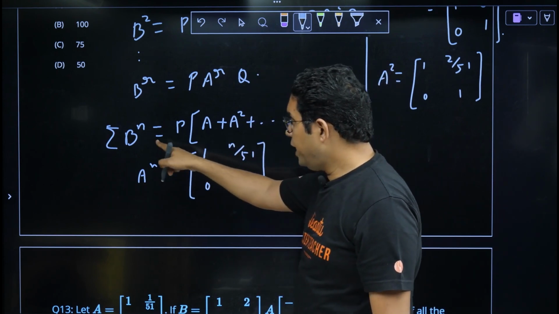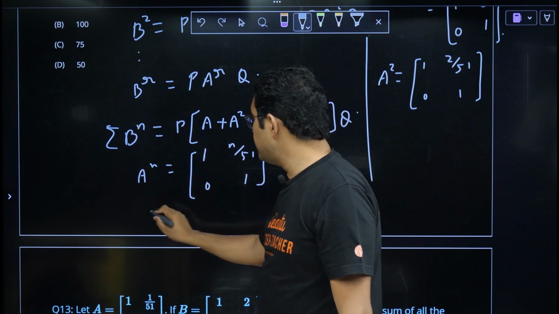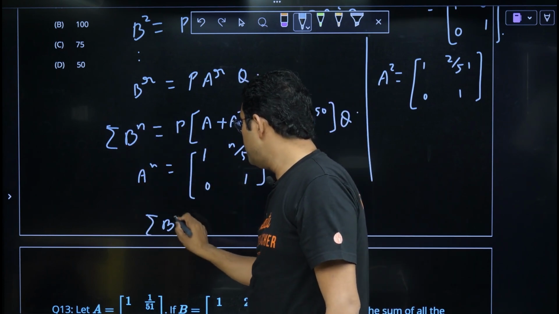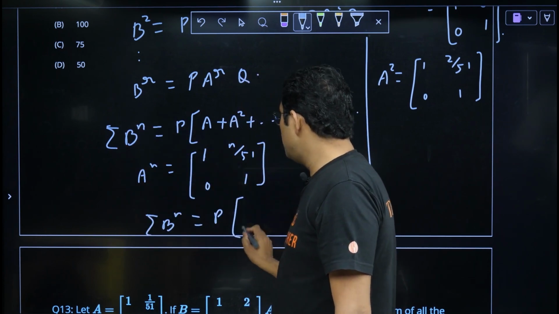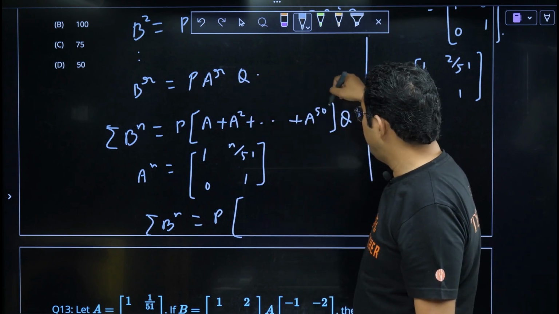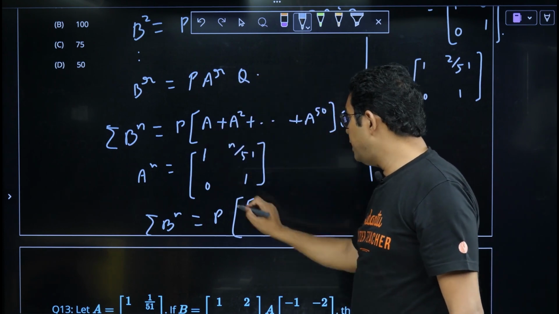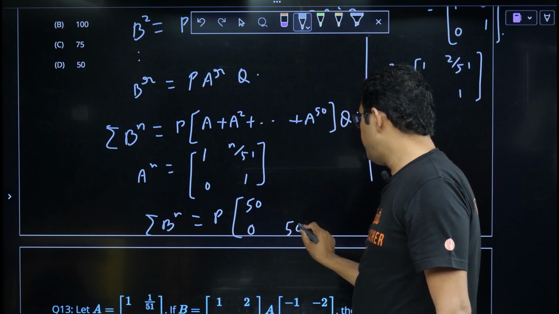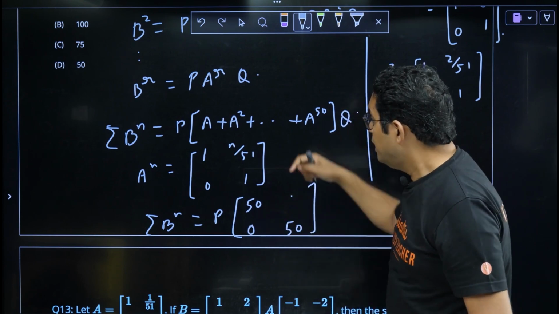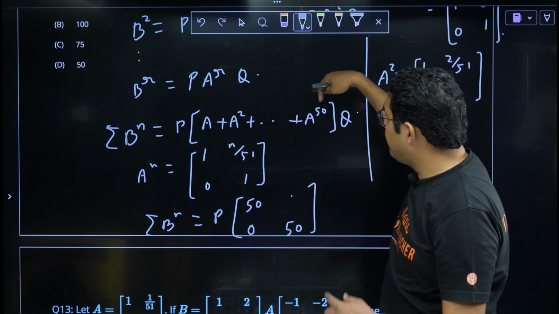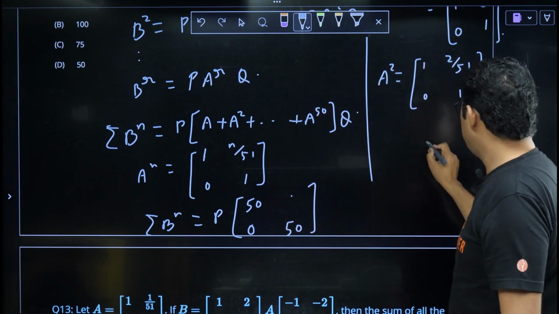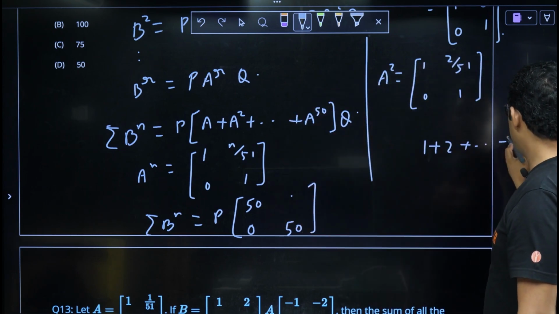Okay, so if I have to add this B power n, summation B power n, it will be P into all elements of A square, A power 50, for 1 positions are 1 only, so it will be 50 times. Similarly, here it will be 0 and here it will be 50. But for here, please check, it will be 1 plus 2 plus 3 up to 50 upon 51. So 1 plus 2 up to 50.